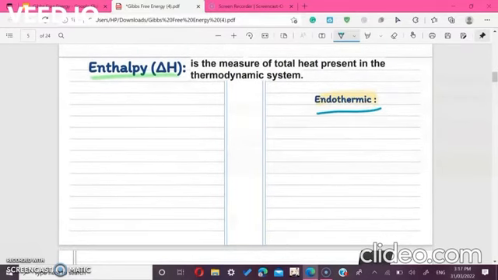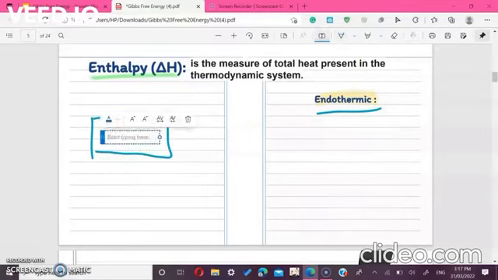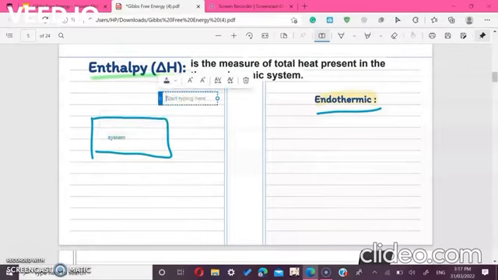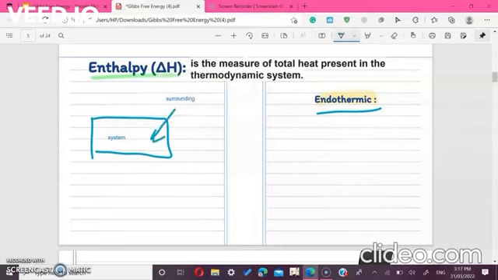Let's move on to endothermic reactions. Here again we have a system, and we have a surrounding. In endothermic reactions, the system absorbs energy. It absorbs heat from the surrounding. And as a result, the system ends up being warmer than its initial temperature.